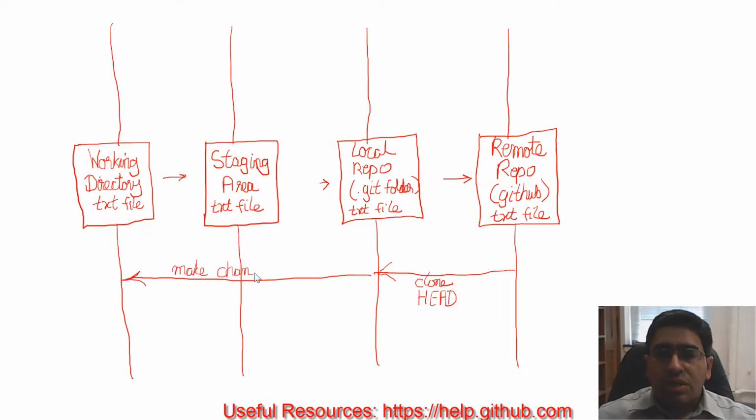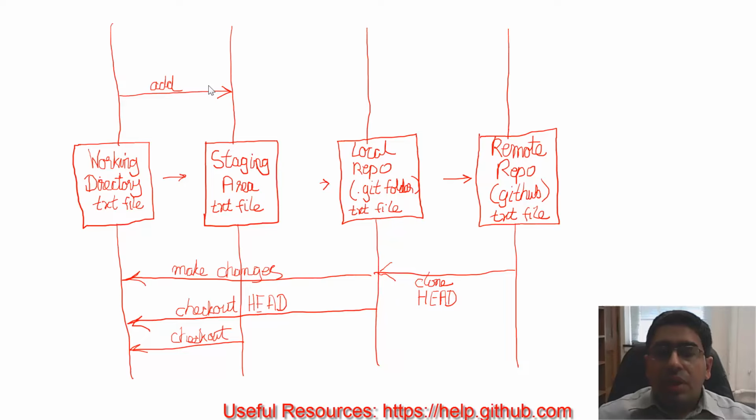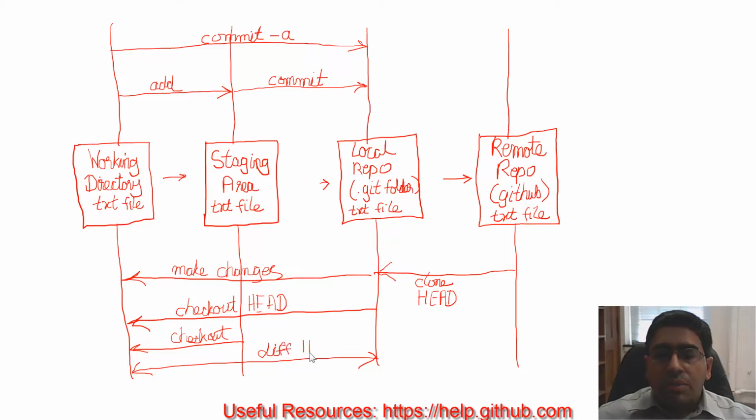You then make your changes in your working directory. If at any point you want to revert your changes, you use the checkout command. Then you stage your changes in the staging area using add. You then commit your changes to your local repository. Now you can also do both steps together using a commit -a. At any point during this process, the diff command will tell you the difference between the working directory, the staging area, and the repository.